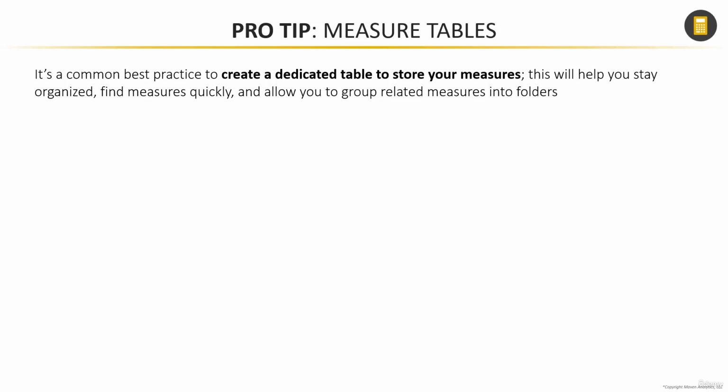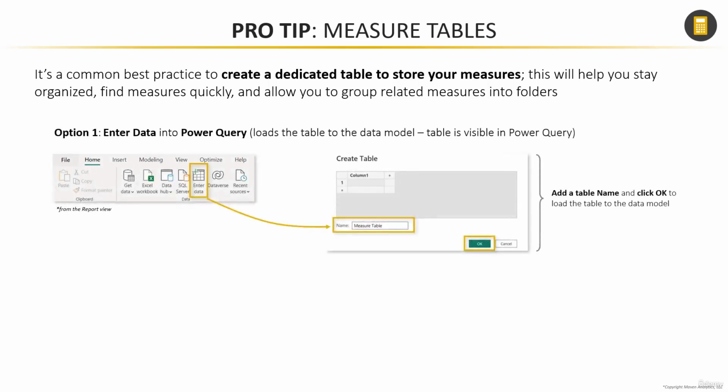And creating a dedicated measures table is super easy, and there's actually two different ways that you could approach building it. So the first way is you can use the Enter Data button from the Home tab to create a new table, add a new name, click OK, and you're done. The nice thing about this approach is that it's loaded into the data model and it's actually visible from within the query editor. So you're creating it in the front end and it's actually loaded into the back end as well.